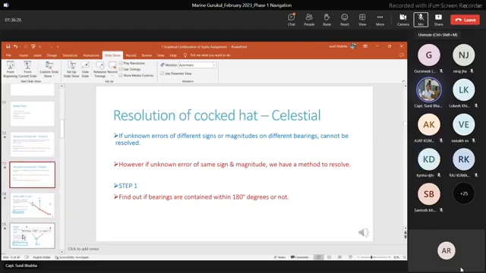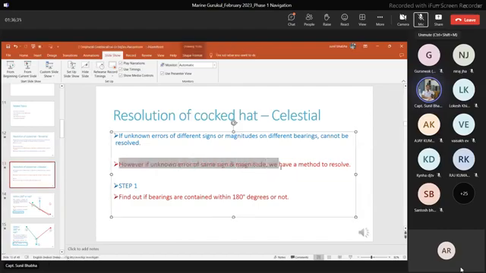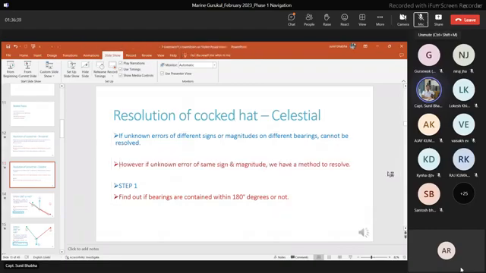सर ये if unknown error, इसमें error क्या होता है सर? If unknown errors of different signs or magnitude वाला? Okay बेटा, so इसका meaning क्या है? If unknown error is of the same sign and magnitude, we have the cocked hat method resolving. इसका मतलब ये है बेटा कि ये जो cocked hat बनी है, आपने 3 साइड ली और ये तीनों एक पॉइंट पे नहीं कटी, ये तीनों एक ट्रायंगल बना रही हैं. ये तभी पॉसिबल होगा अगर आपकी साइड में कुछ एरर हो, अदरवाइज तो तीनों एक ही जगह पे कटनी चाहिए, राइट?